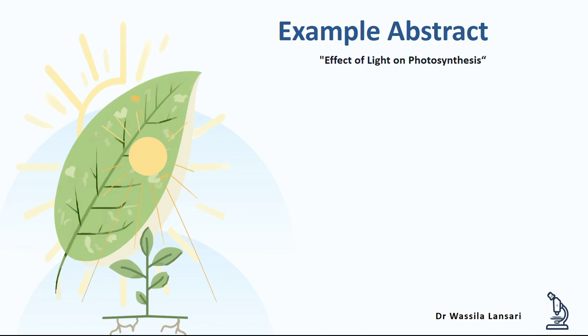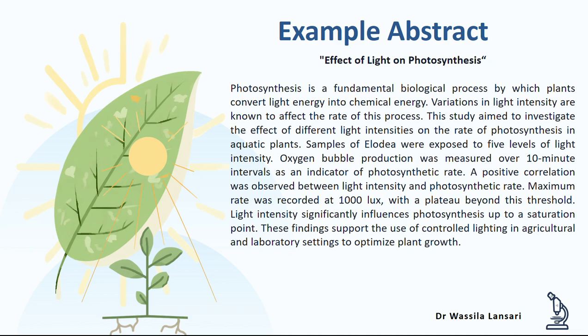Here we have "The Effect of Light on Photosynthesis." Now, where is the introduction? Okay, here in this abstract: "Photosynthesis is a fundamental biological process by which plants convert light energy into chemical energy. Variations in light intensity are known to affect the rate of this process." Here we are still in the introduction, but this is the objective of the study: "This study aimed to investigate the effect of different light intensities on the rate of photosynthesis in aquatic plants."